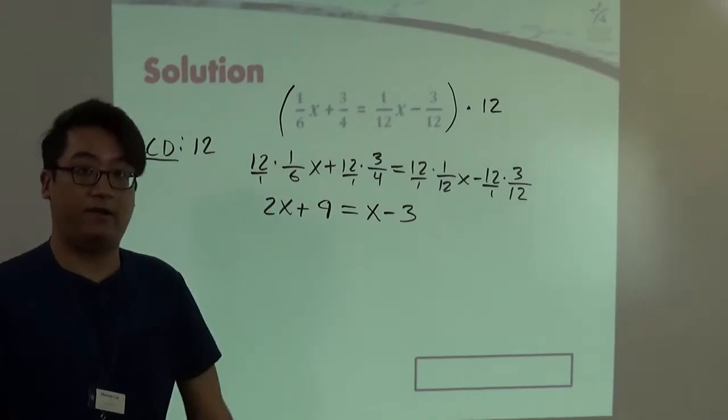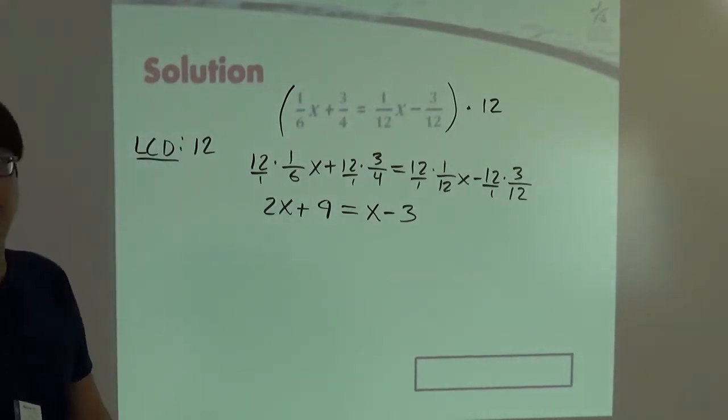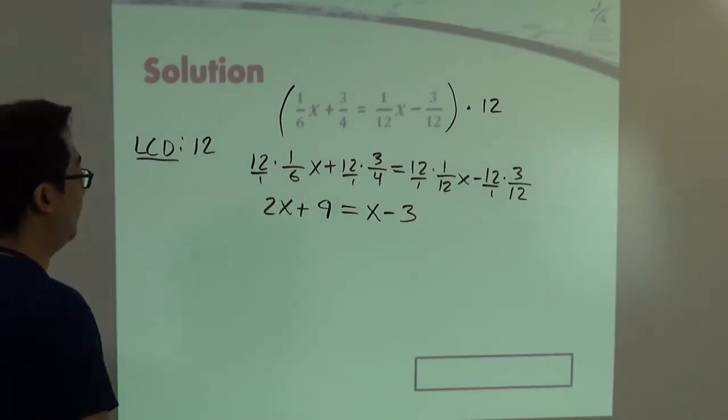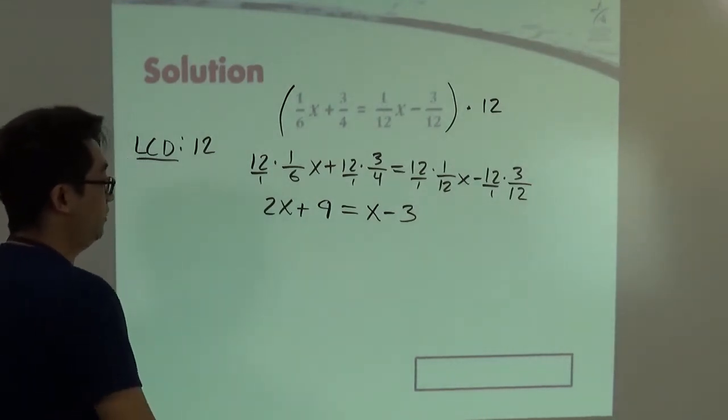That means by clearing it, right? Because you want to make things easy for yourself. You don't want to work with fractions. You want to get rid of them as soon as possible. So now this just becomes a linear equation that we solve for x, right?